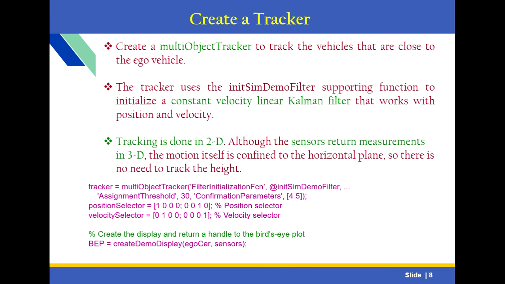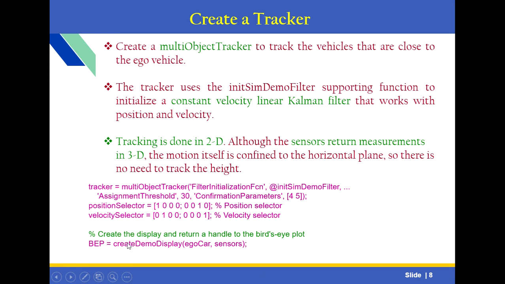Then the third step is to create a tracker. Create a multi-object tracker. This is the Matlab function to track the vehicles that are close to the ego vehicle. The tracker uses the init demo filter, a Kalman filter which we can discuss previously. This is a supporting function to initialize a constant velocity linear Kalman filter that works with position and velocity. Here the tracking is done in 2D and the sensor returns measurements in 3D. The motion itself is confined to the horizontal plane, so there is no need to track the height.